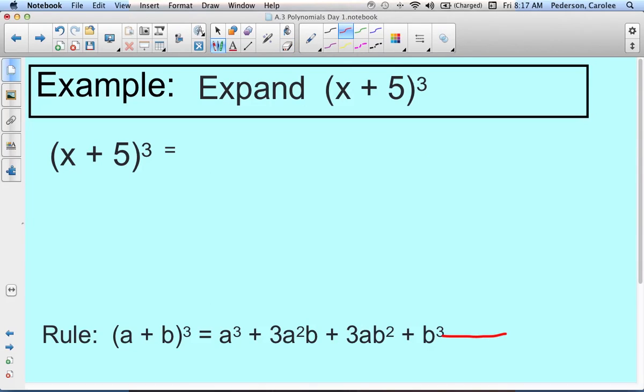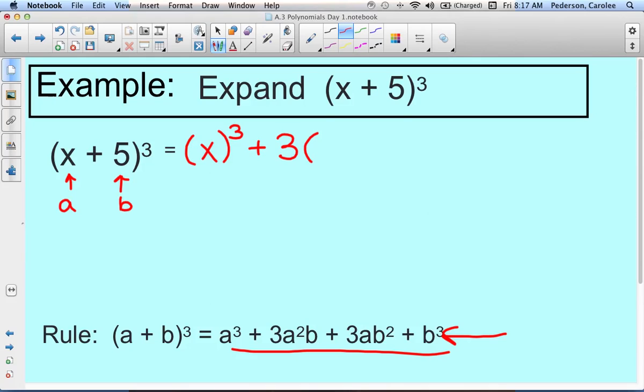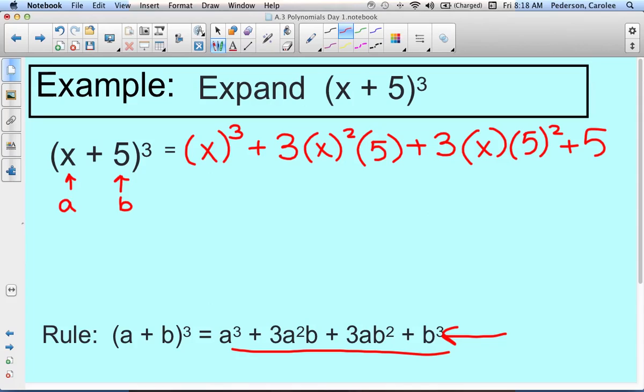So here's our rule. What we need to identify is the A and the B. This is our A, and this is our B. And now we just plug it in to the right side here. So our A is x, so x cubed plus 3 times a squared, so x squared. My B is 5 plus 3 times x, and then 5 squared plus 5 cubed. And then you simplify that.